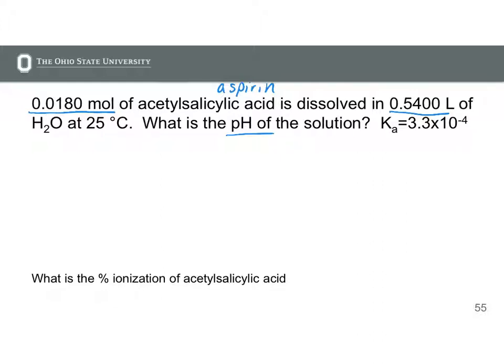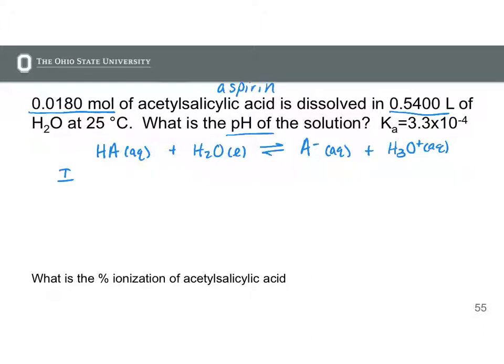So the first thing I'm going to do is write out an equilibrium expression and set up an ICE table. Because I may not know the acetylsalicylic acid formula off the top of my head, an easy way to abbreviate this weak acid is just to call it HA. And we're going to put this in some water, and it's going to be in equilibrium with its conjugate base, A-, and H3O+. And so from here we can set up our ICE table.